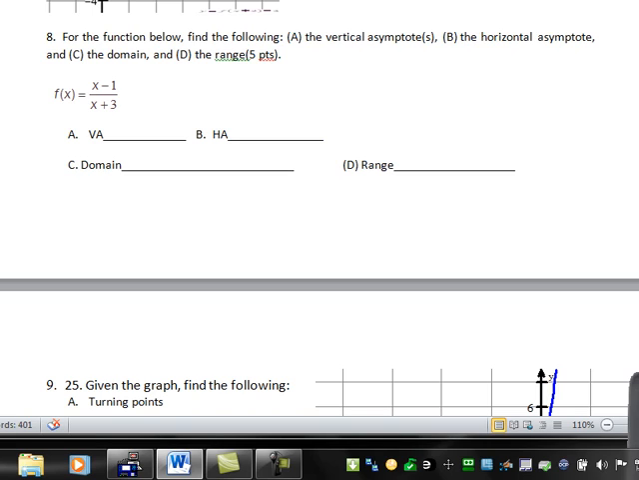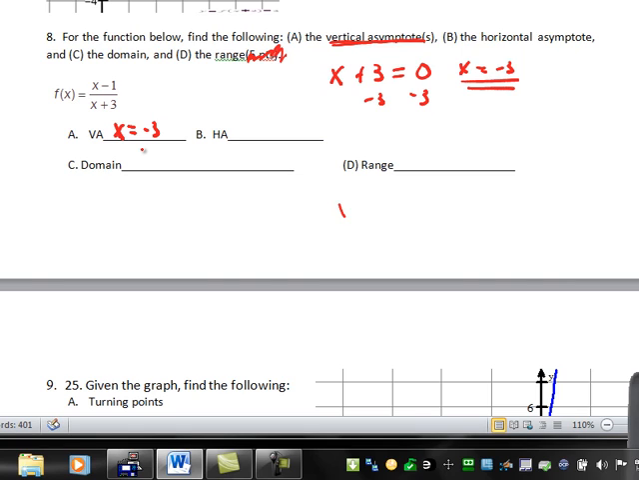Okay, for the function below, find the following: vertical asymptotes, horizontal asymptotes, domain, and the range. Don't worry about the points. This must have been a 5-point problem from a test that I took. The vertical asymptotes are sort of imaginary vertical lines, but they occur when the denominator equals 0. Write that down on your note card. If you can't see when it's going to equal 0, just set it equal to 0: x plus 3 equals 0. Subtract 3 from both sides, and we get x equals -3. So there is our vertical asymptote.